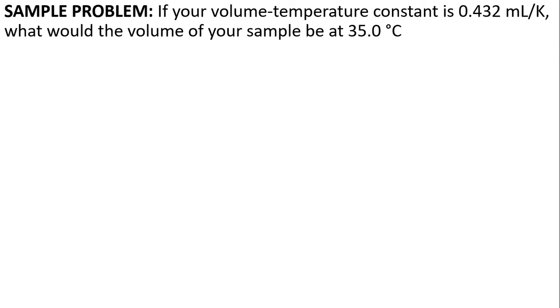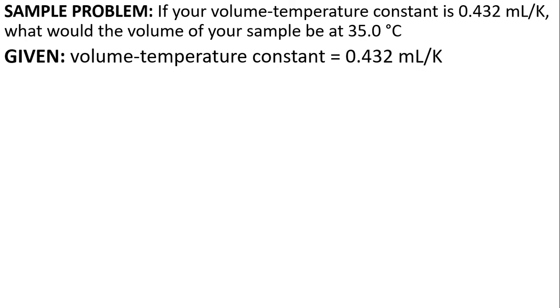A different problem. If your volume temperature constant is 0.432 milliliter over Kelvin, what would be the volume of your sample if the temperature is at 35 degrees Celsius? So the given is the constant. This is the K, which is 0.42 ml per Kelvin. Another given is the temperature, which we have to convert to Kelvin. So 35 plus 273 is equal to 308 Kelvin.